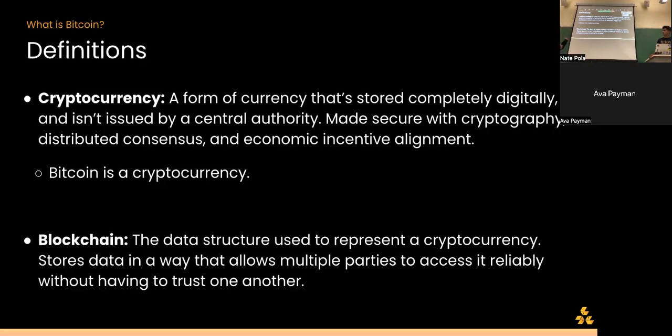Blockchain is the data structure used to represent a cryptocurrency. It stores data in a way that allows multiple parties to access it reliably without having to trust one another. If you guys are not CS people, and I'm not a CS person, data structure means nothing to you. You can essentially think about blockchain as a database. It's just a slightly different type of database. Instead of the way that Facebook stores data, for example, where they have servers that are owned by Facebook and Facebook gets to access them and we don't, the way that a blockchain stores data is decentralized. So everyone gets to access the data that is stored on a blockchain, and that is fundamental to the way that it maintains security. And we'll talk a little bit about that.